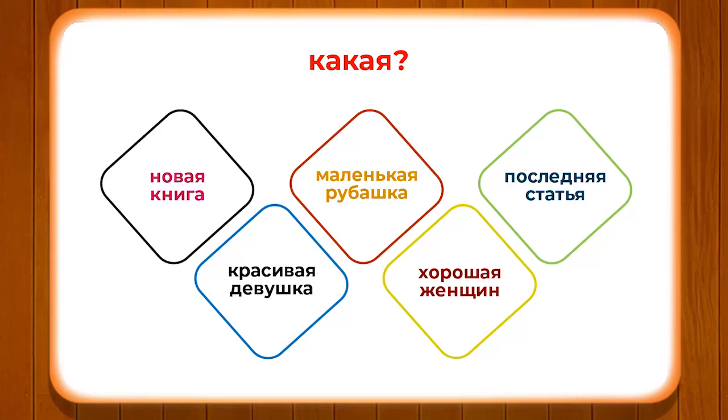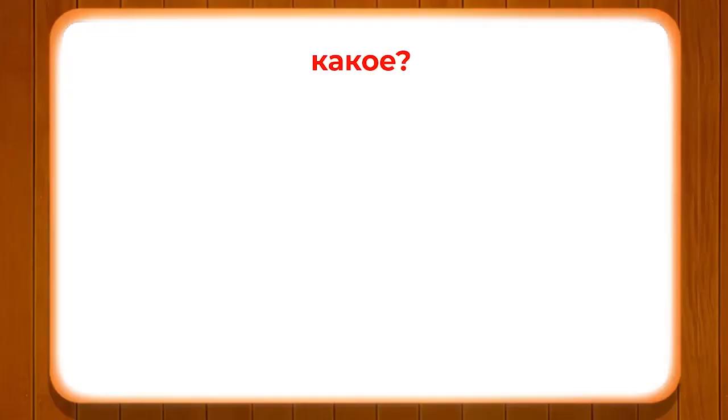So on the basis of these kinds of examples, you can also make your own examples. However, please pay attention to the ending of the noun as well as the ending of the adjective so that you make a correct sentence. Alright, now let's go ahead and pay attention to the last one, какое. When do we use какое? In case we have a noun which is of neuter gender.